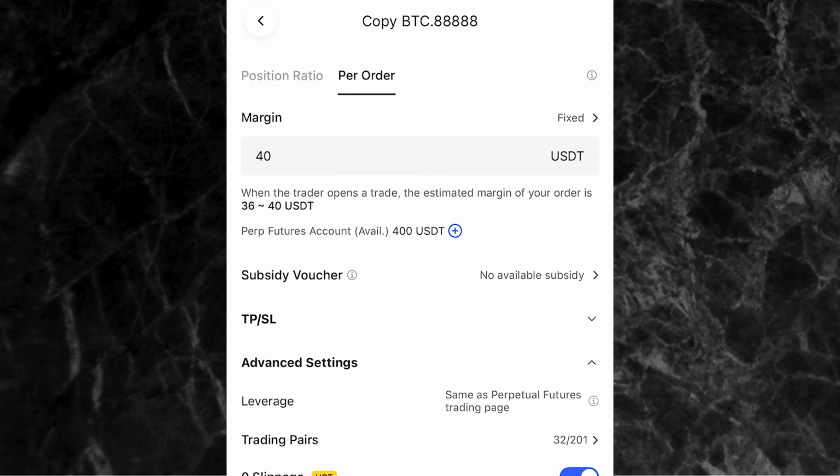So that's the first thing. Now, the next thing you want to do is to enter your take profit or your stop loss. Now, you see where you have this TP/SL, just click on it.